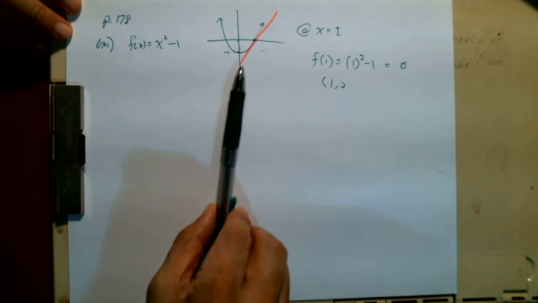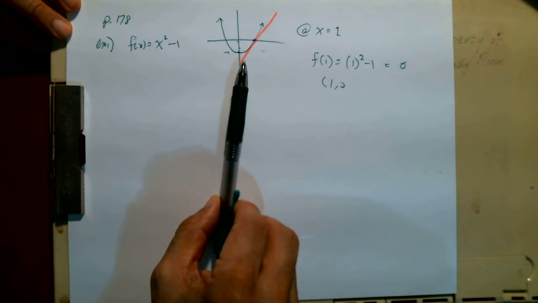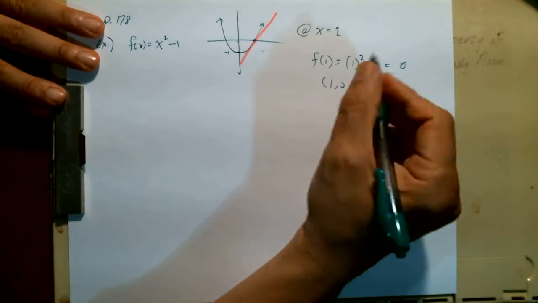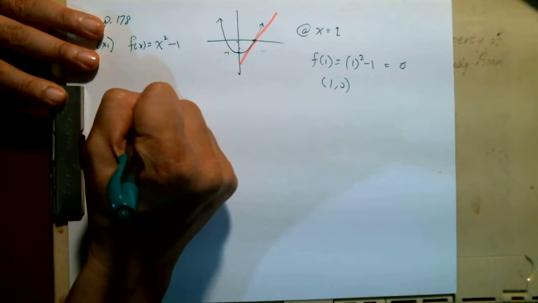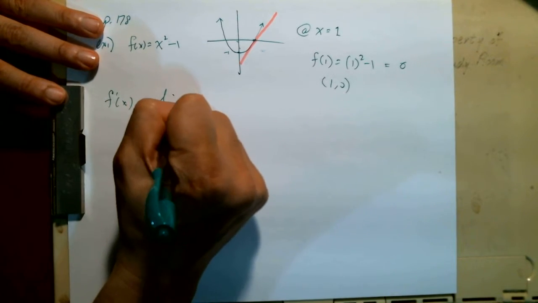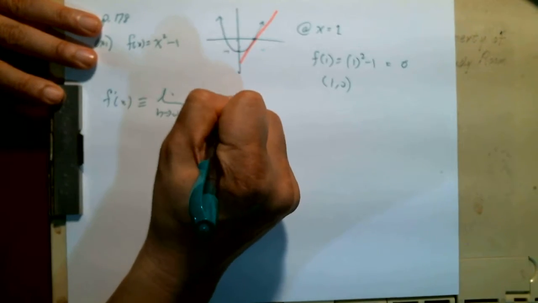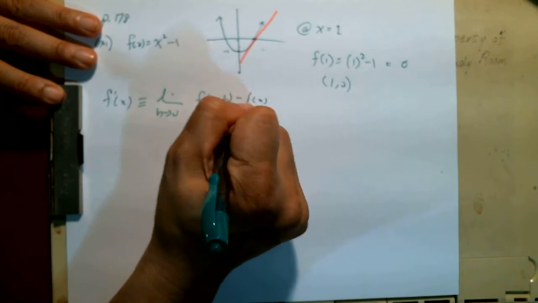And that's what it looks like. It seems to be like a slope of 2. I'm not really quite sure, but let's check it out. Using the definition, f prime of x, by definition, is the limit as h approaches 0 of f of x plus h minus f of x all over h.